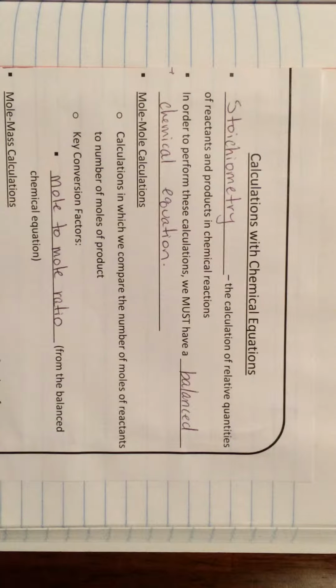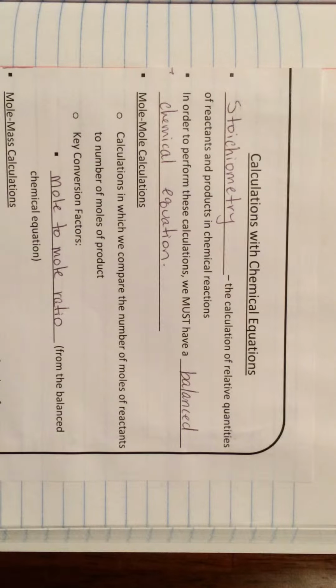Hey guys, this video is for part 1 of page 39 about performing calculations with chemical reactions. So this is the beginning of a unit on what we call stoichiometry in chemistry. And stoichiometry is the calculation of relative quantities of reactants and products in chemical reactions.